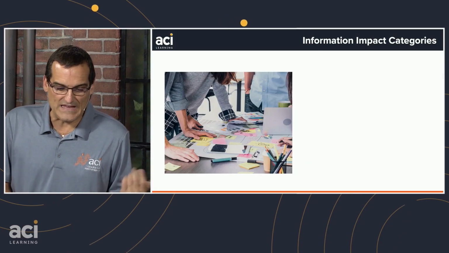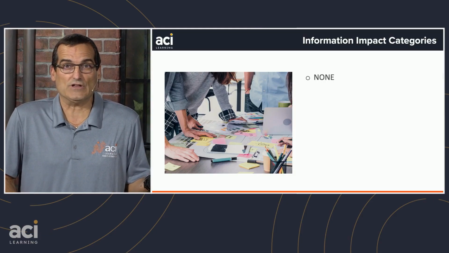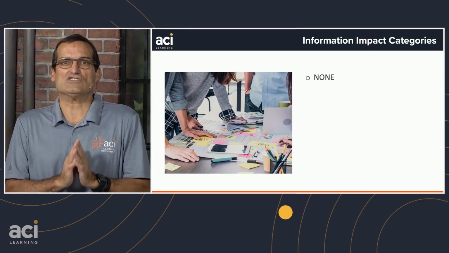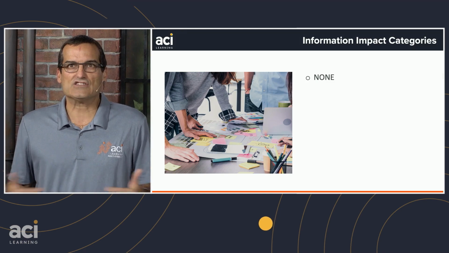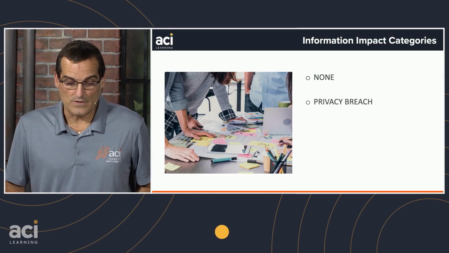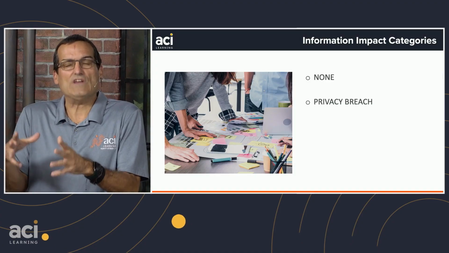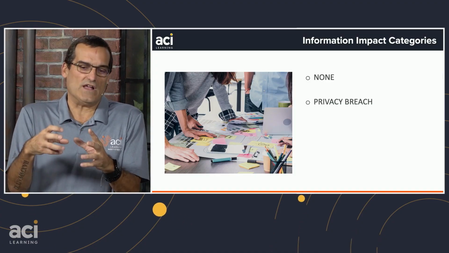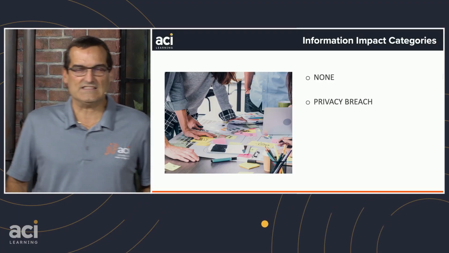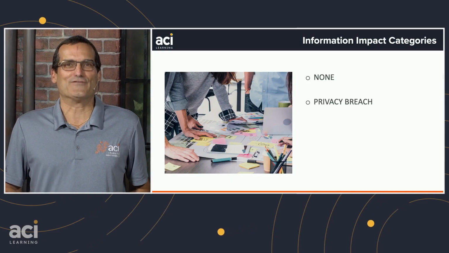Now, what about the informational impact? Maybe again, we got super lucky. There was no destruction of data. There was no tampering with data. So there was no informational impact. What about a privacy breach? We might rate it that way if we just had a privacy breach. There were some account numbers that were absconded with. This is bad, and we have a privacy breach type of rating.